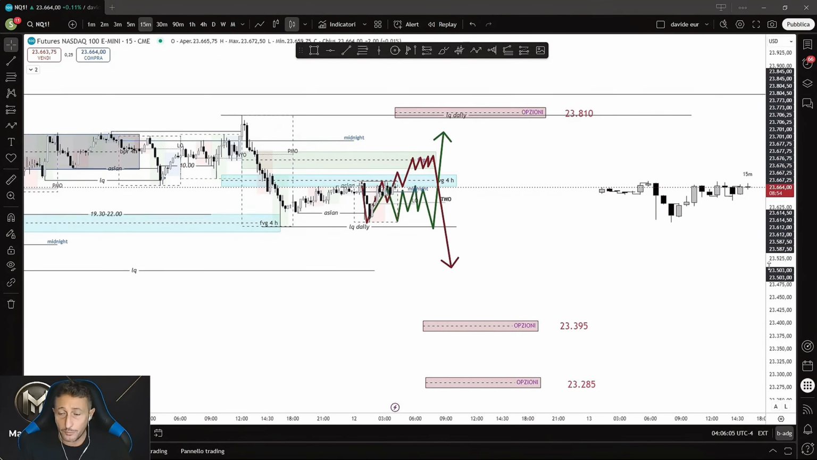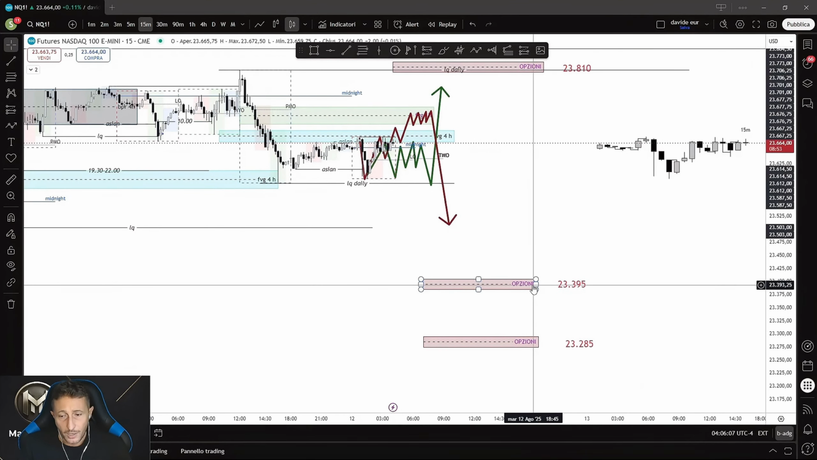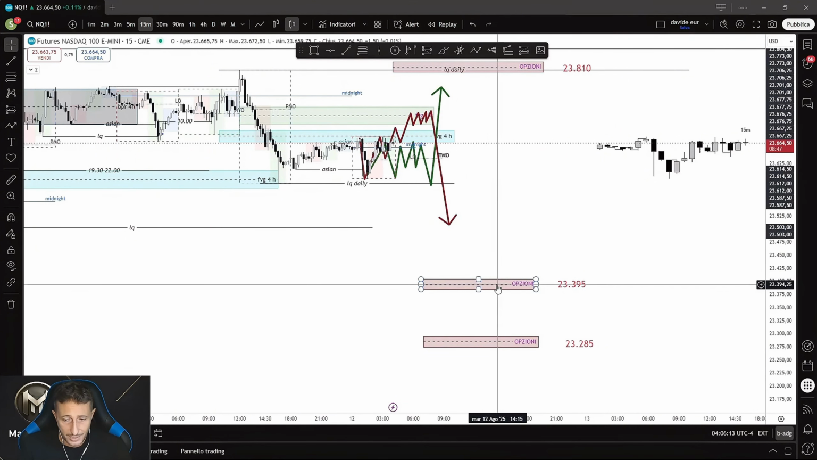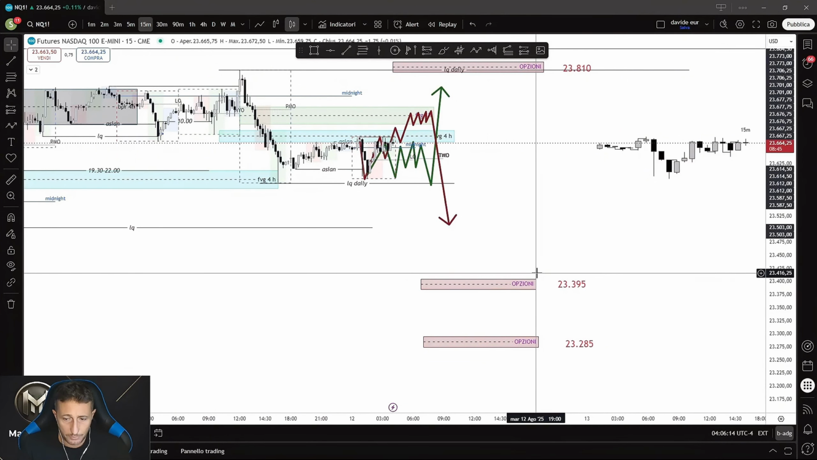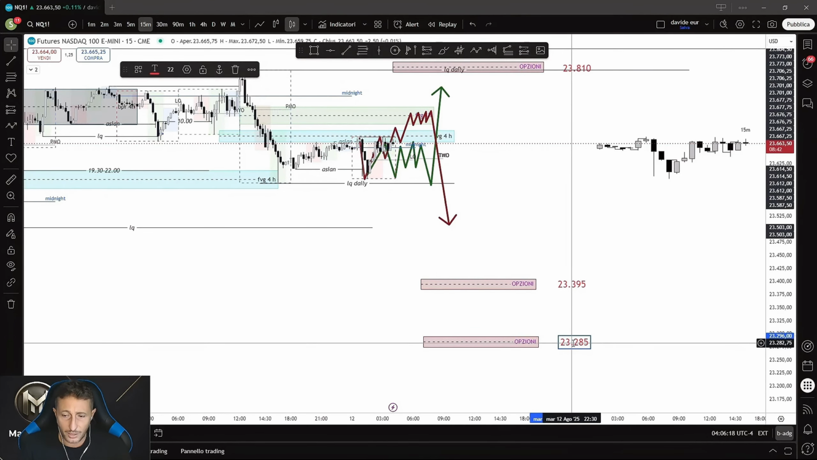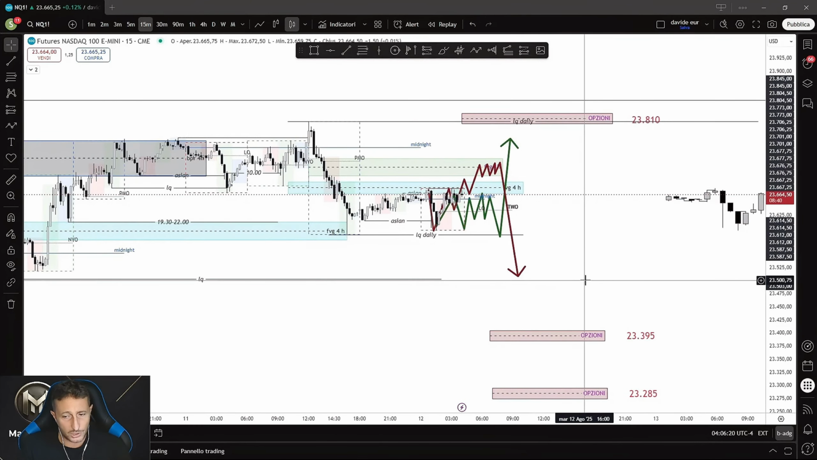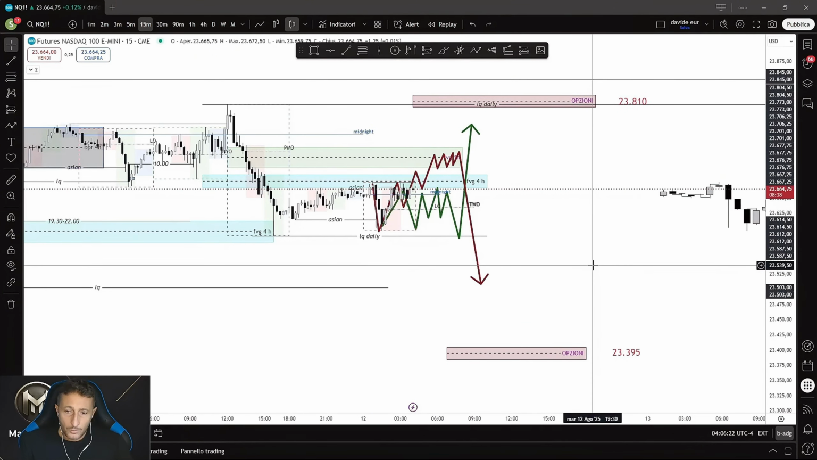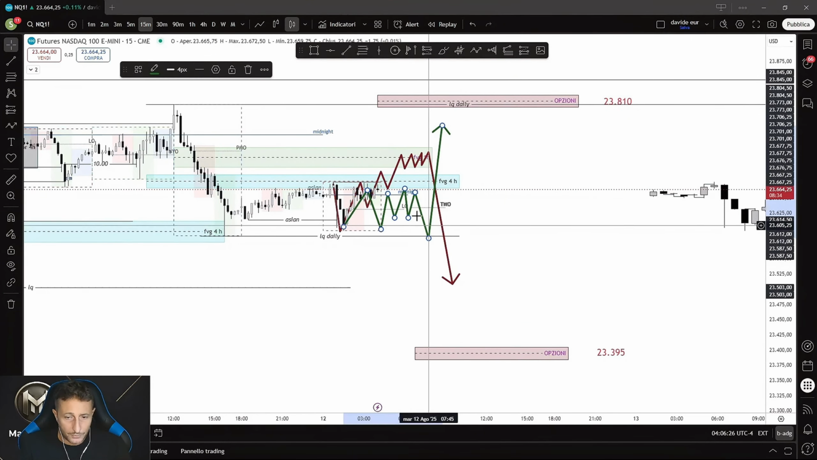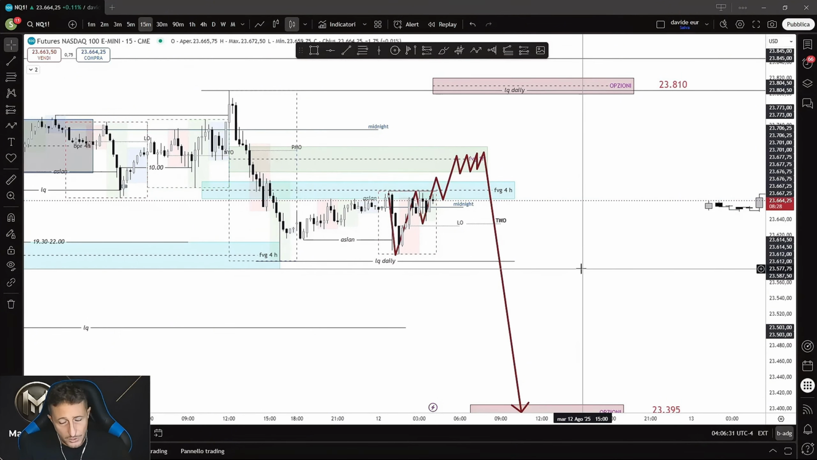Then we have the puts. The first put is at 23,395. Again, it's the midpoint, 10 points above and 10 points below. And then we have 23,285. The one I like the most, because based on what the chart is doing, guys, is obviously this one here. Okay, so I've deleted the first U for you.